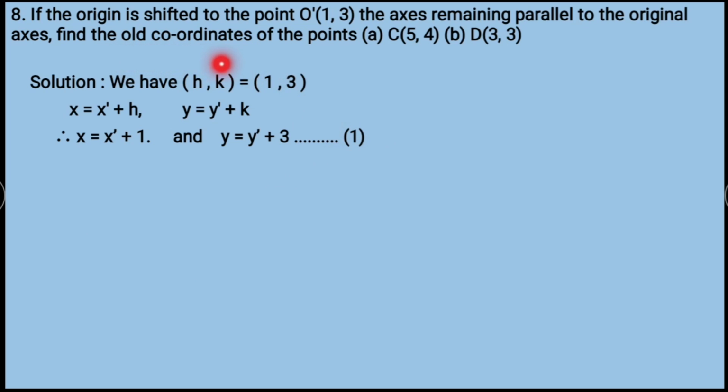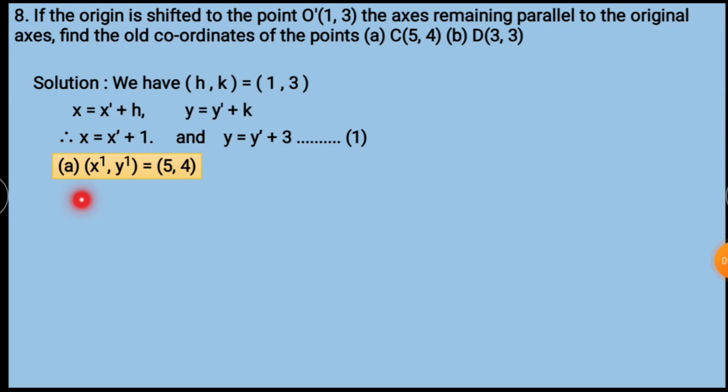Now we have to find the old coordinate, that means the value of x, y we have to find. Here the coordinates of point C, 5, 4, and of point D, 3, 3 are given, that means the value of x dash, y dash is given, and using this equation 1 we find the old coordinates for the given points. So here the coordinates of point C are 5, 4, so we write x dash, y dash equals 5, 4. So x dash is 5, y dash is 4.